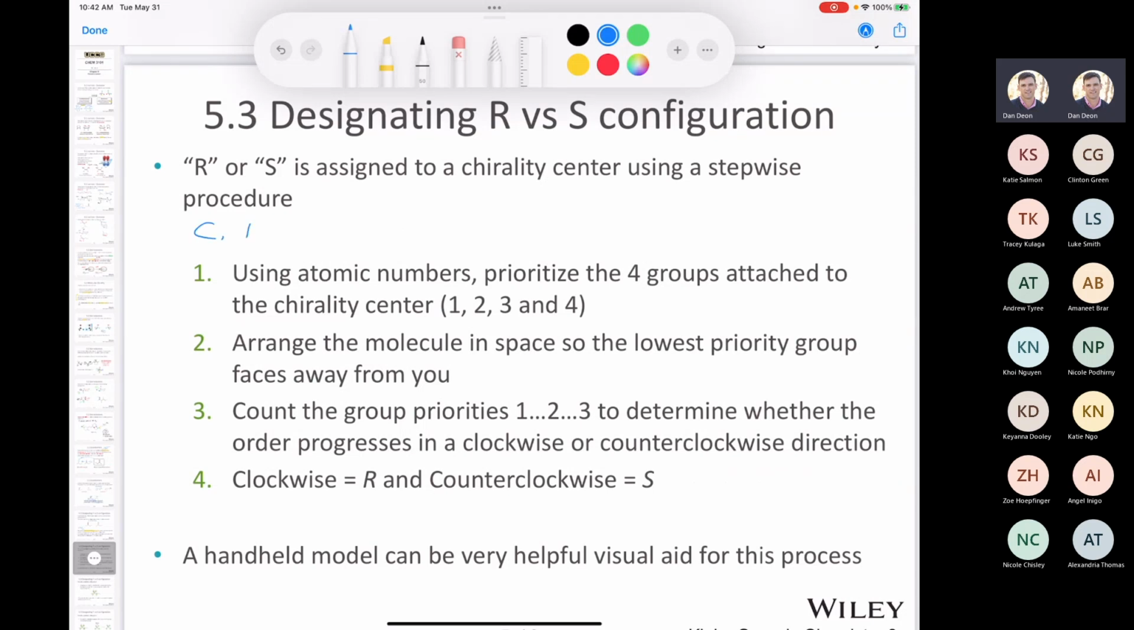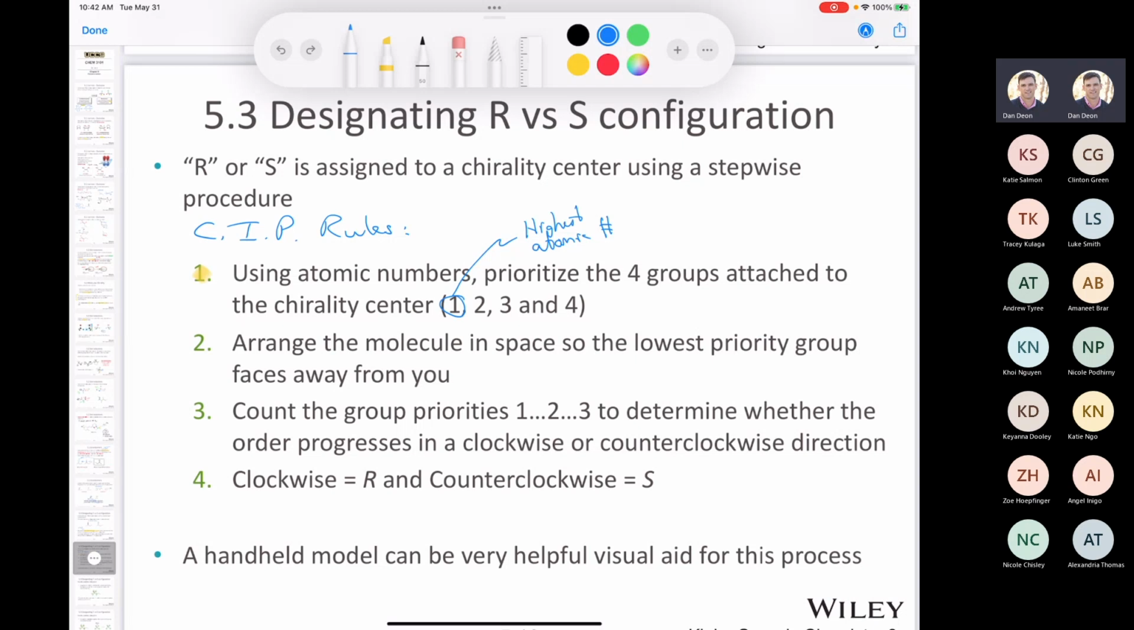So Cahn-Ingold-Prelog rules. Number 1. We use the atomic numbers to prioritize the 4 groups attached to the chirality center. So whatever atoms are attached to the chirality center, the higher the atomic number, the lower the number. Whatever's number 1 is going to have the highest atomic number, and then going down to 4, which would have the lowest atomic number.